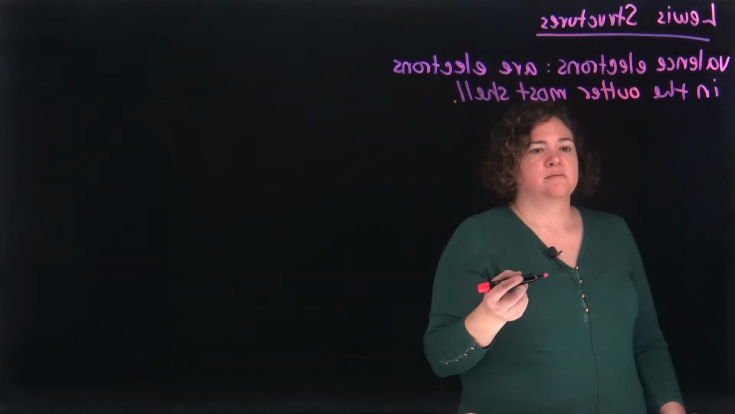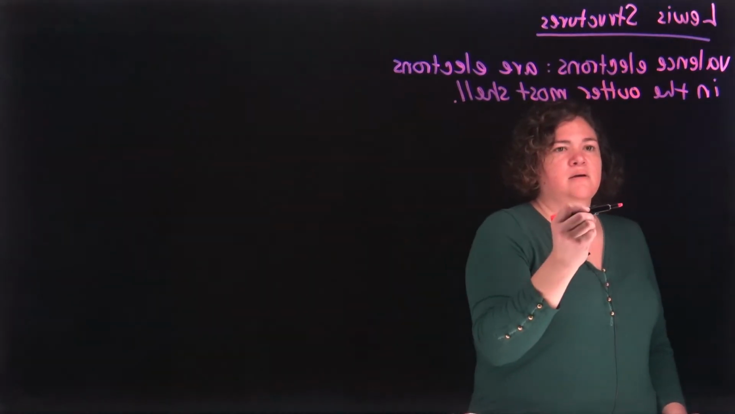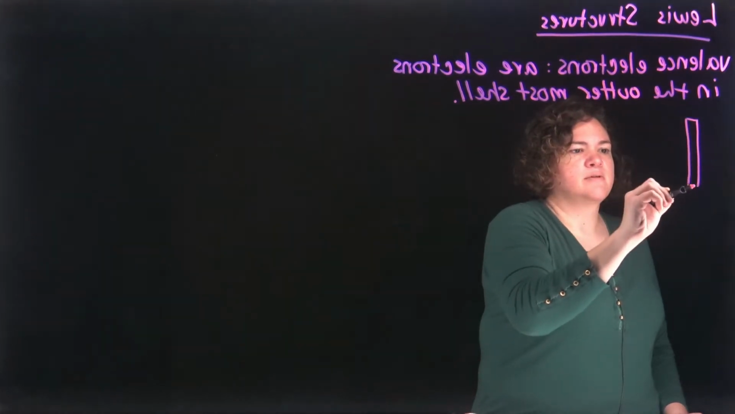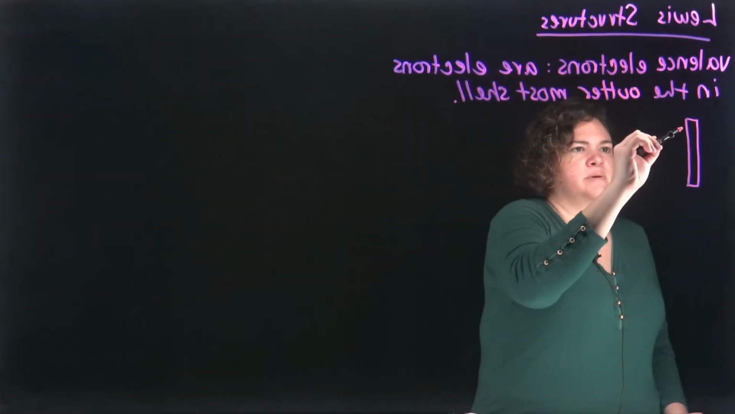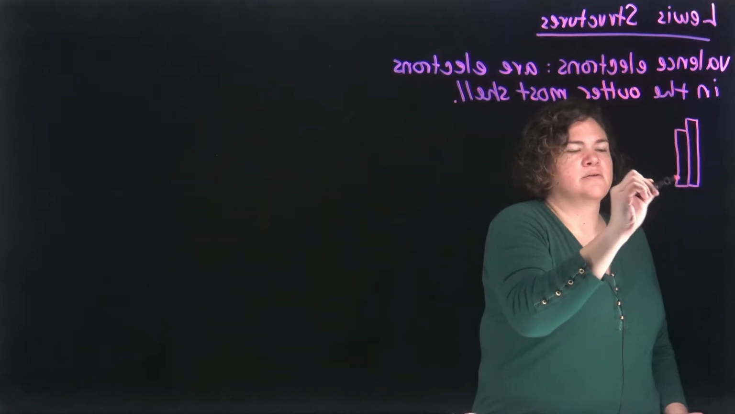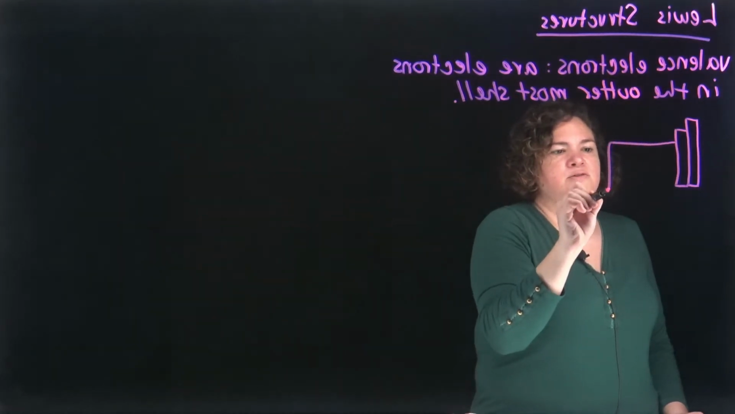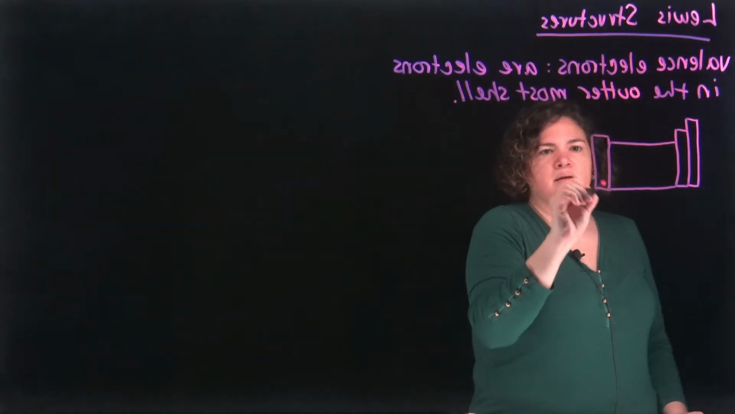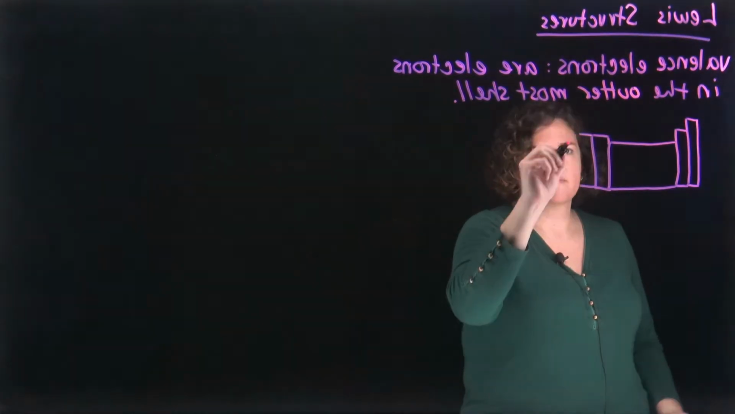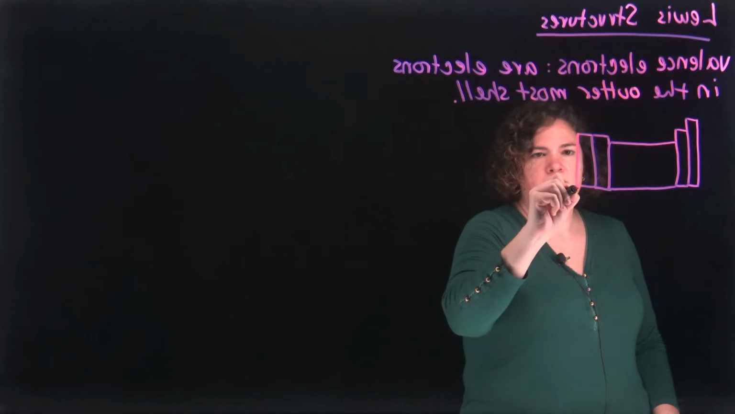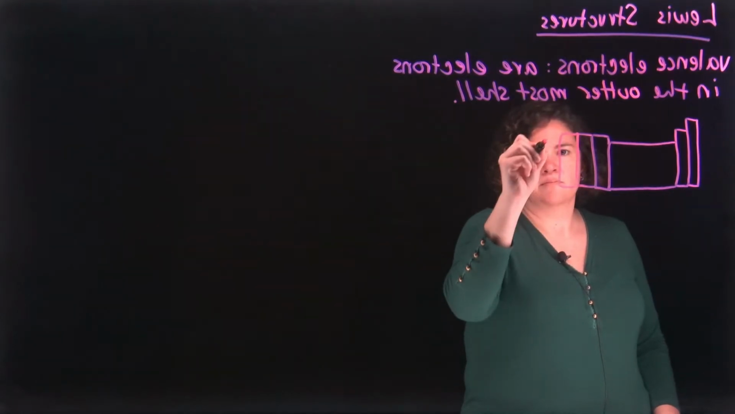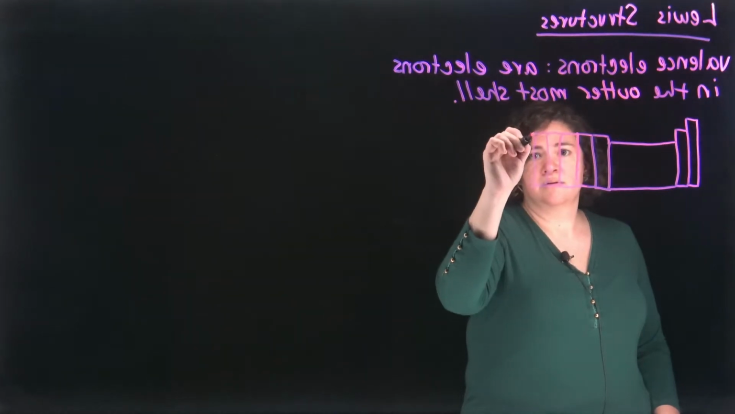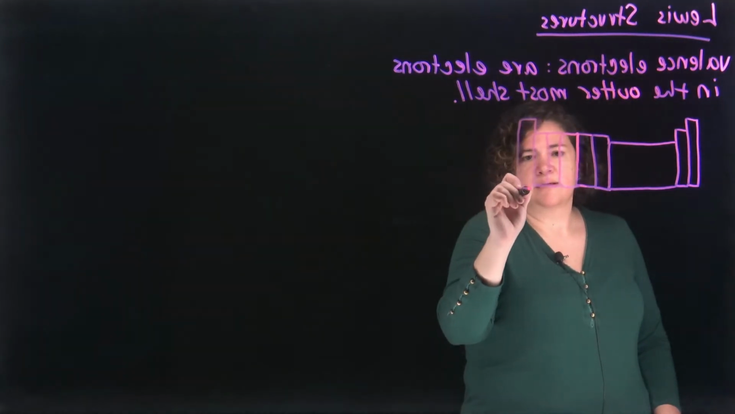So what does that mean? So let's talk about the periodic table. If we look at the periodic table, we have the alkali metals, we have the alkaline earth metals, we have the transition metals, and then we have the halogens and the noble gases.